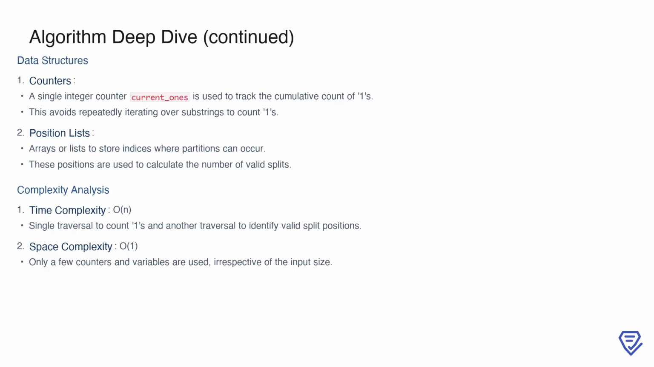Additionally, we use arrays or lists to store the indices where valid partitions can occur. These indices are then used to calculate the number of valid splits between partitions. In terms of efficiency, the algorithm has a time complexity of O(n), because we only make two passes through the string, one to count ones and another to identify valid split positions. The space complexity is O(1), because we only use a few counters and variables, regardless of the size of the input. Together, these optimizations make the algorithm both fast and memory efficient.